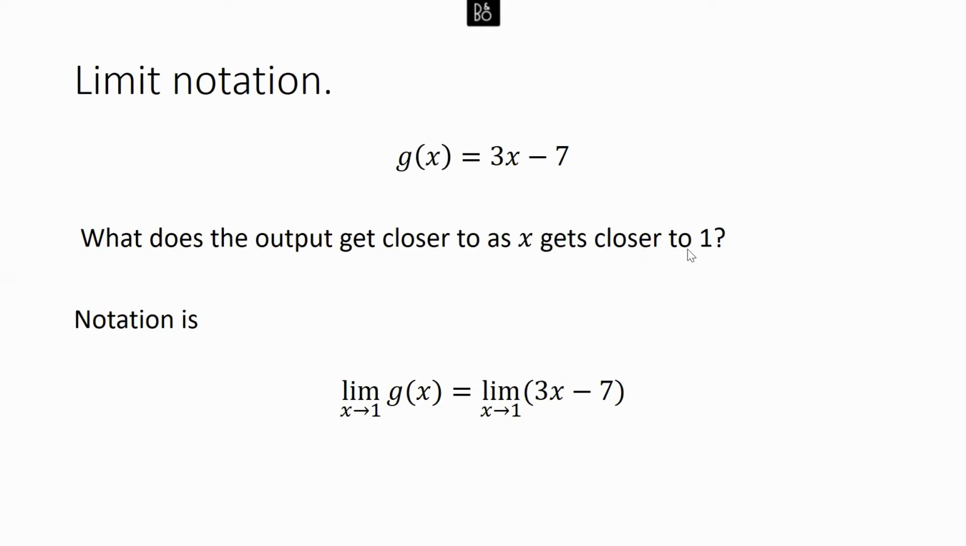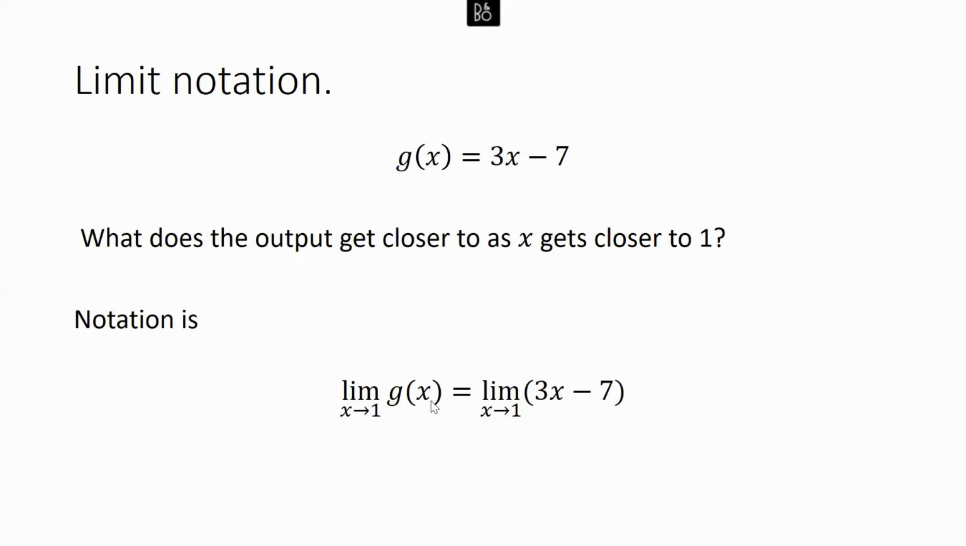As x gets closer to 1, we found that g of x got closer to -4. So how are we going to write that in shorthand? Well, we're going to write that as limit. And here's how we do it. We say LIM, x arrow 1. So notice how the x arrow 1 is underneath the LIM. And then we say of g of x.